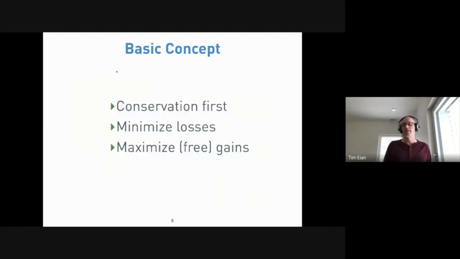The basic concept, super simple. Conservation first, minimize losses, maximize free gains. So if you want to dumb it down under the hood, that's really all it does. And that's also a way out of our carbon malarkey.